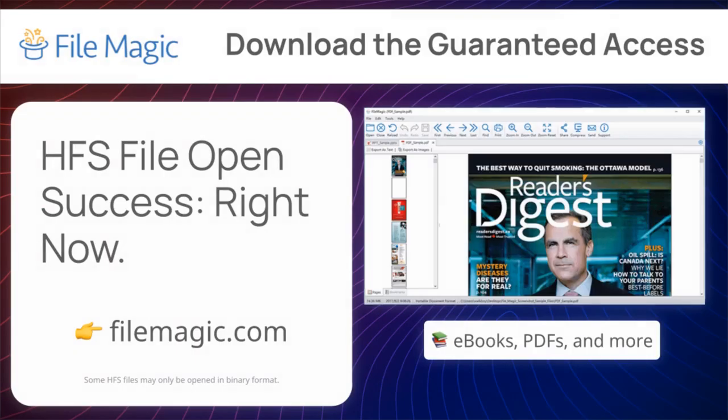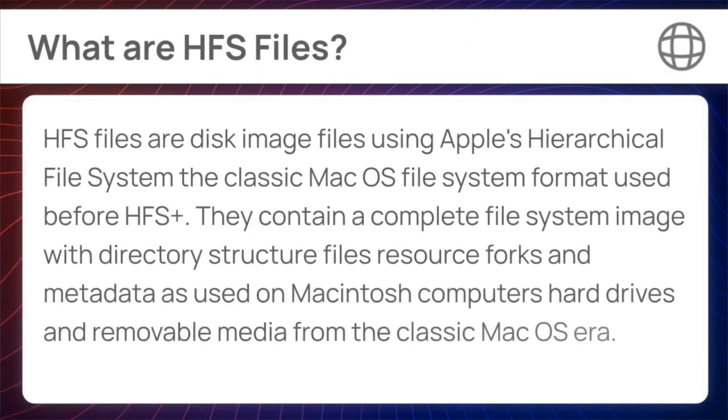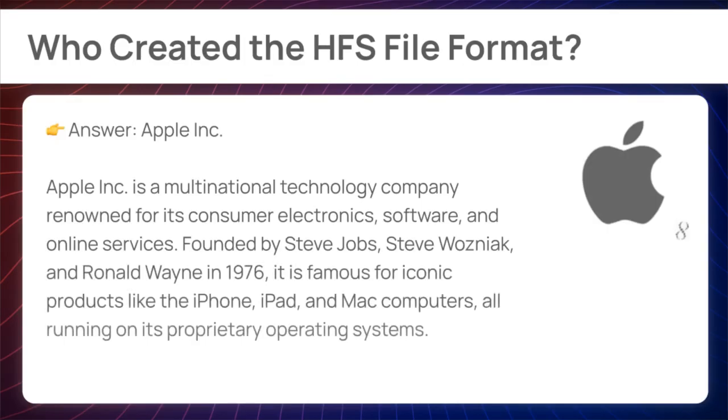HFS files are disk image files using Apple's Hierarchical File System, the classic macOS file system format used before HFS+. They contain a complete file system image with directory structure, files, resource forks, and metadata as used on Macintosh computers, hard drives, and removable media from the classic macOS era.